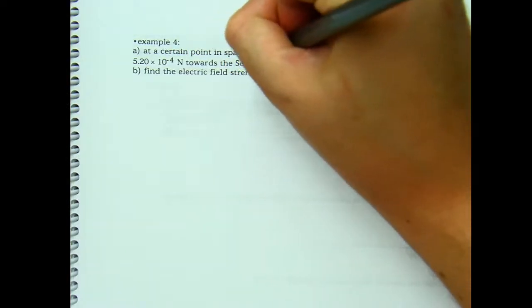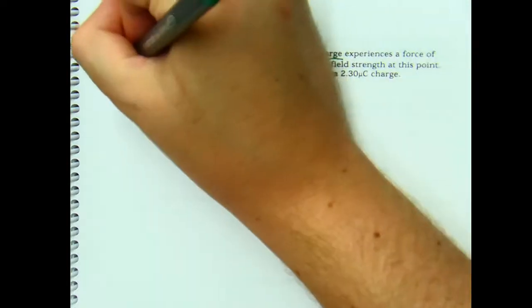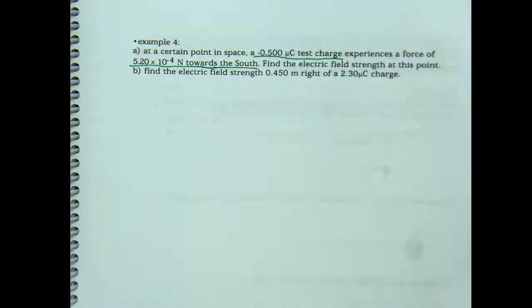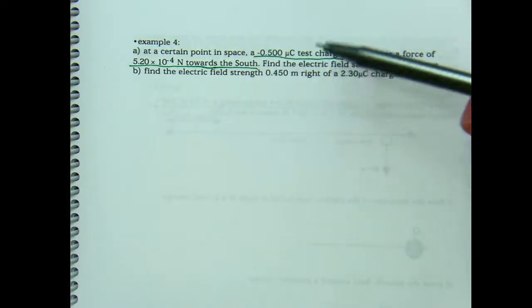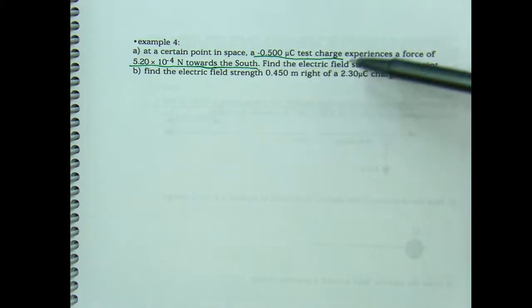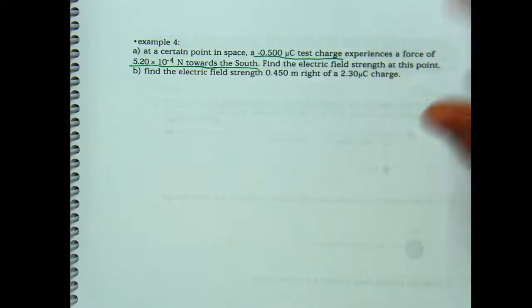Let's take a look at another example here. At a certain point in space, we have a negative 0.5 microcoulomb test charge experiencing a force of 5.2 times 10 to the 4 newtons towards the south. We want to find the electric field strength at that point, and we want to find the electric field strength 0.45 meters right of another charge. So A and B here are totally disconnected from each other.